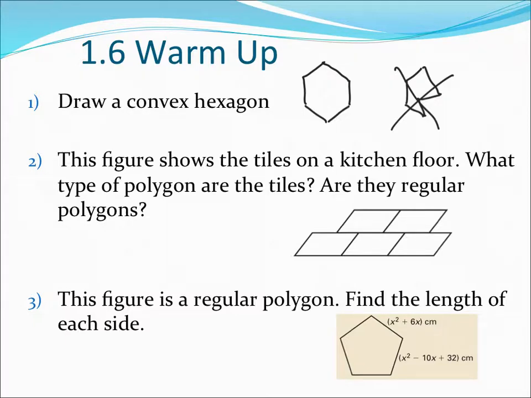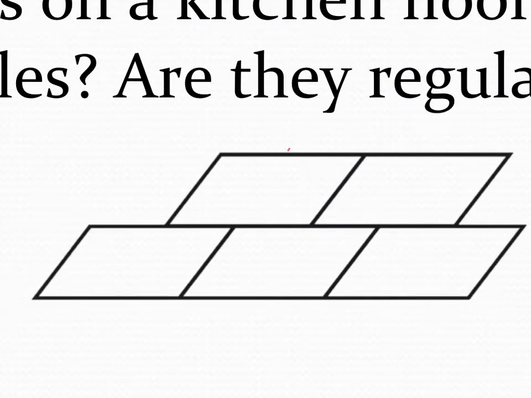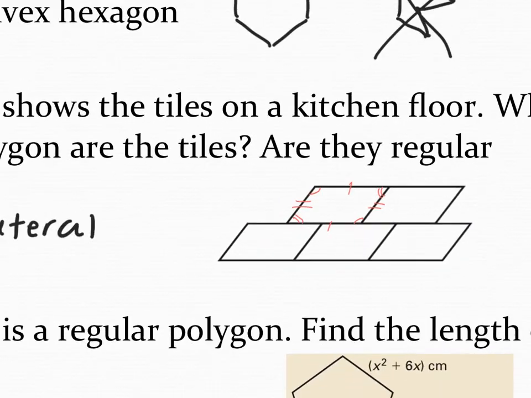Number 2 says this figure shows the tiles on the kitchen floor. What type of polygon are the tiles? They're quadrilaterals. And then it says, are they regular polygons? No, okay? These sides definitely don't even look the same. So this one matches this one, matches this one. And then the angles, same thing. Maybe this one matches this one and this one matches this one. But they'd all 4 have to match.